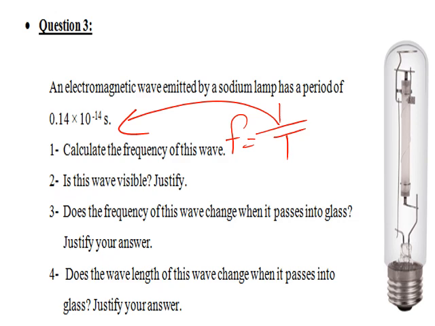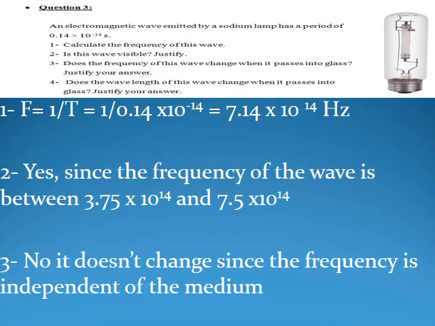We know from the calculation, since it's 7.14 times 10 to the power 14 hertz, it's between 3.75 times 10 to the power 14 and 7.5 times 10 to the power 14 hertz. So since this one is between, this wave is visible, since the frequency lies between 3.75 times 10 to the power 14 and 7.5 times 10 to the power 14.